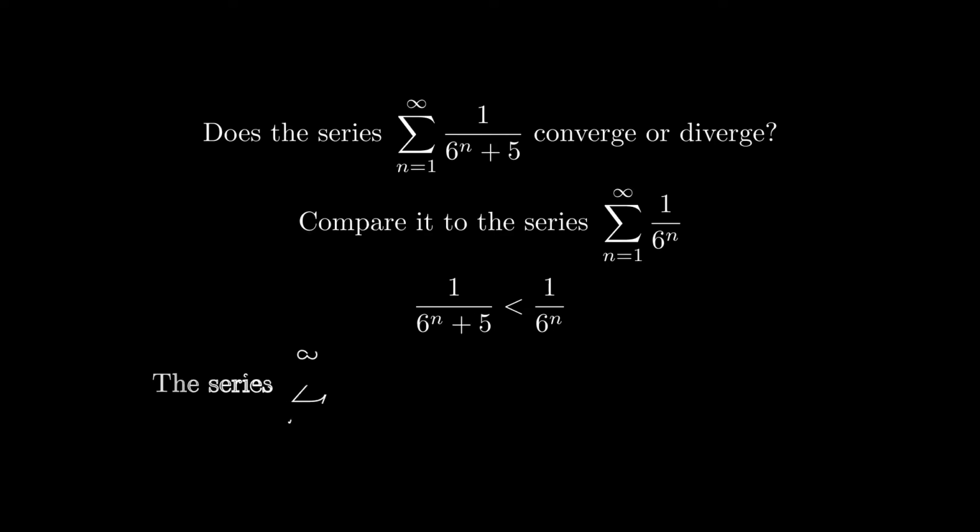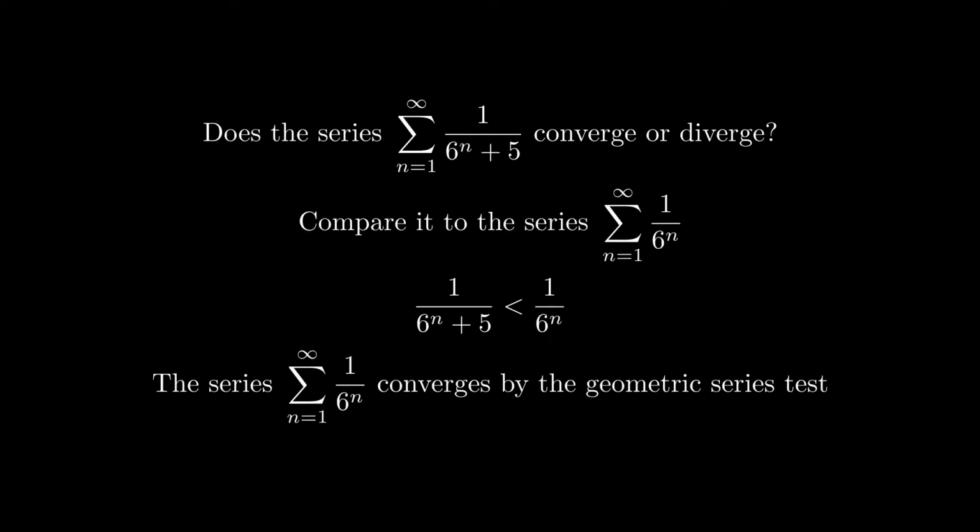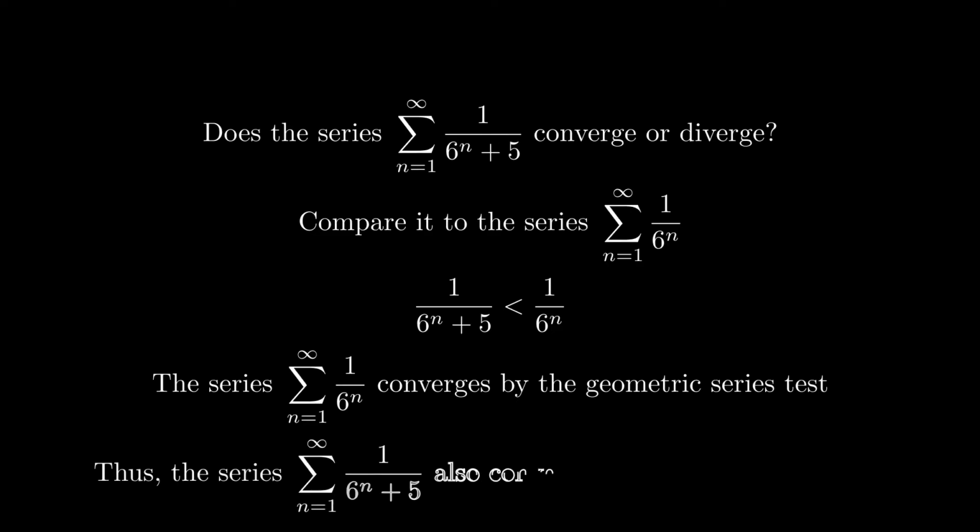We can notice that the series for 1 over 6 to the power of n must converge, and the reason is that we use the geometric series test. The ratio between each term is 1 over 6, and that's indeed less than 1, so that converges. And since 1 over 6 to the power of n converges, that means the series for 1 over 6 to the power of n plus 5 must also converge by the comparison test.